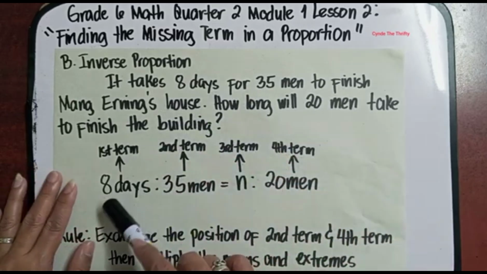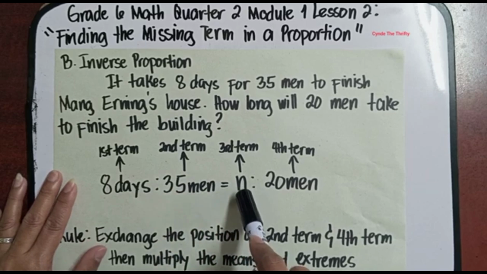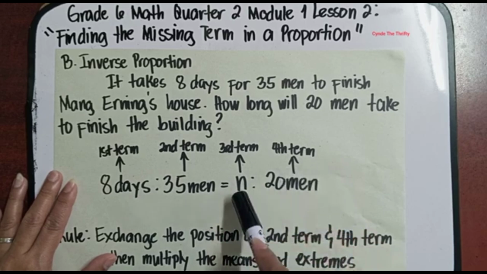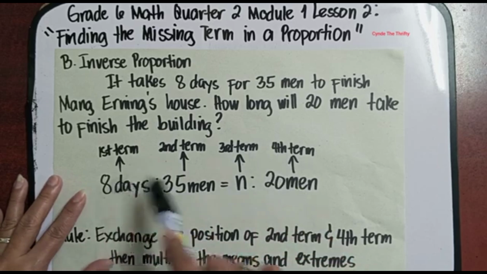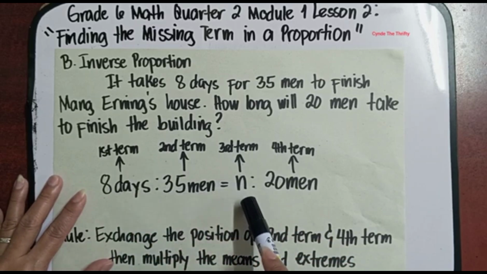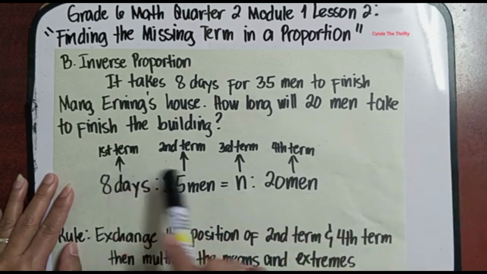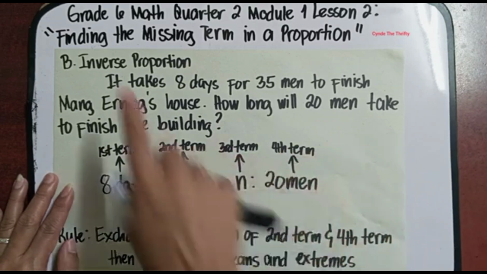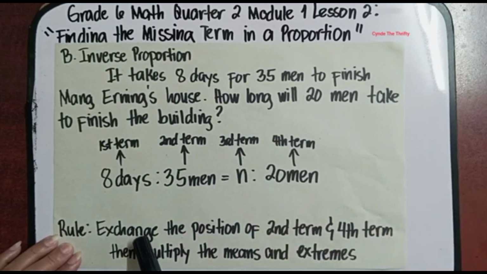So ngayon, meron tayo ditong 8 days is to 35 men. And si N ito yung missing term natin kasi hindi natin alam kung ilang araw matatapos ng 20 men ang kanyang house. So that's why N is to 20 men. Okay. So, ang first term natin is si 8 days, second term 35 men, ang third term is si N, at ang fourth term is si 20 men. So, ngayon, tandaan nyo ang position ng ating mga terms. Napaka-importante nun kapag inverse proportion ang pinag-uusapan natin. Kasi, ang ating rule is exchange the position of second term and fourth term.